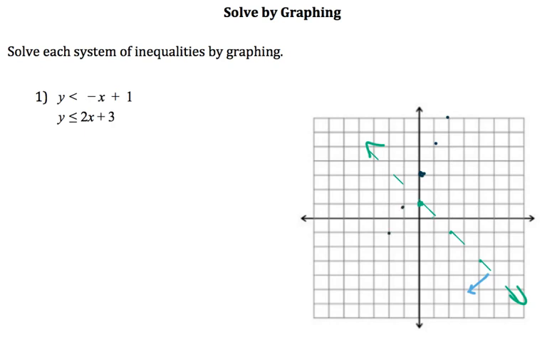Now this line, however, would be a straight line and solid. And if you're comfortable with this, you might be like, well, it's less than, so I have to shade in this downward area. Or maybe I think of it, it's probably more clear to think of it moving this way.